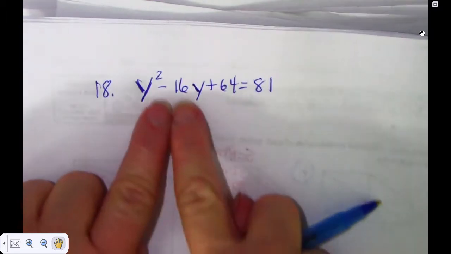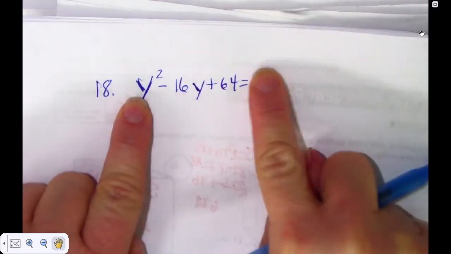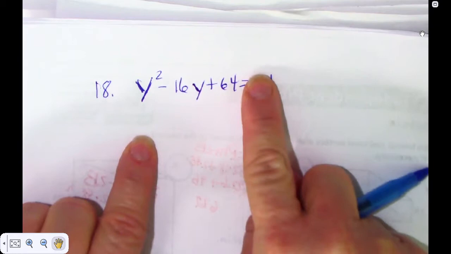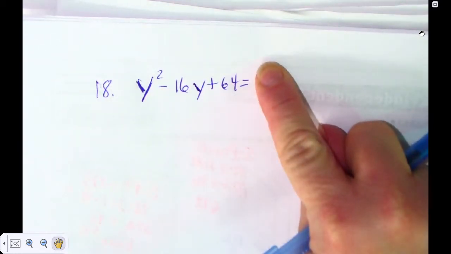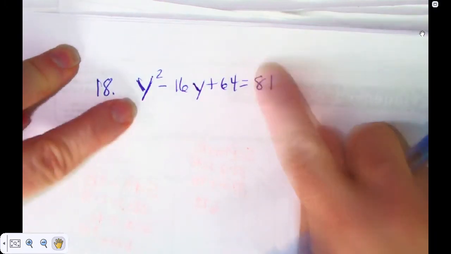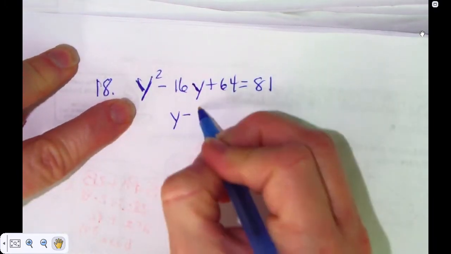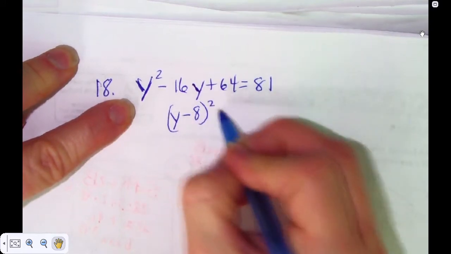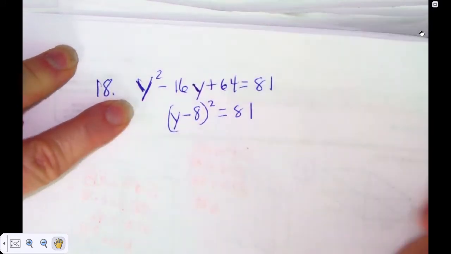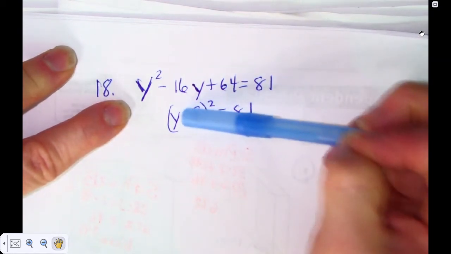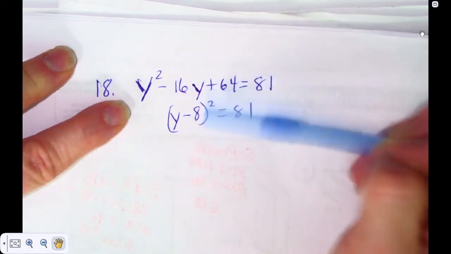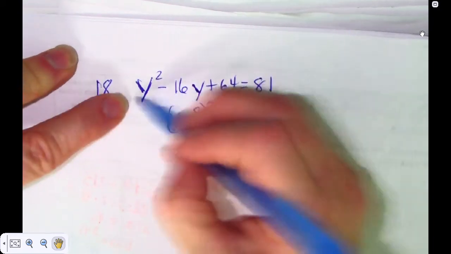Okay, if you look at this right there, 81's a perfect square. So I go, oh, 81's a perfect square. And then I look at that and I see, is that a perfect square trinomial? It is, isn't it? What's it going to be? Y minus 8 squared, right? Negative 8y doubled is negative 16y. So that's a perfect square trinomial.